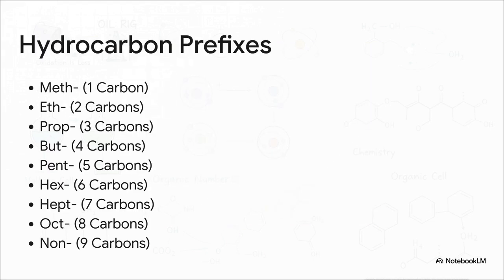Now, if you want to be able to decode chemical names like an absolute pro, you just have to memorize this prefix list. The prefix literally just tells you how many carbons are hanging out in the chain. Meth is 1, eth is 2, prop is 3, and so on. So when someone says methane, you instantly know, that's a single carbon molecule with single bonds. You know when you see an octane rating at the gas station? Yep, that is referencing an 8-carbon chain right in your gas tank.